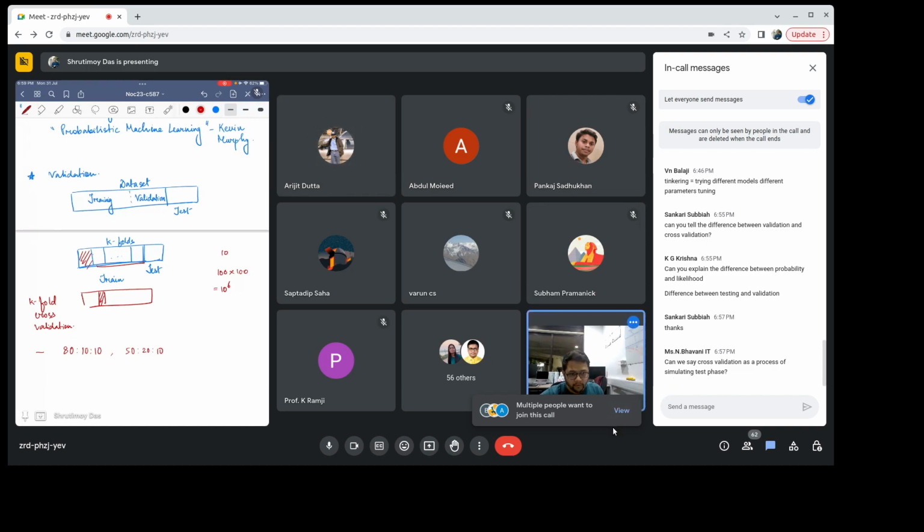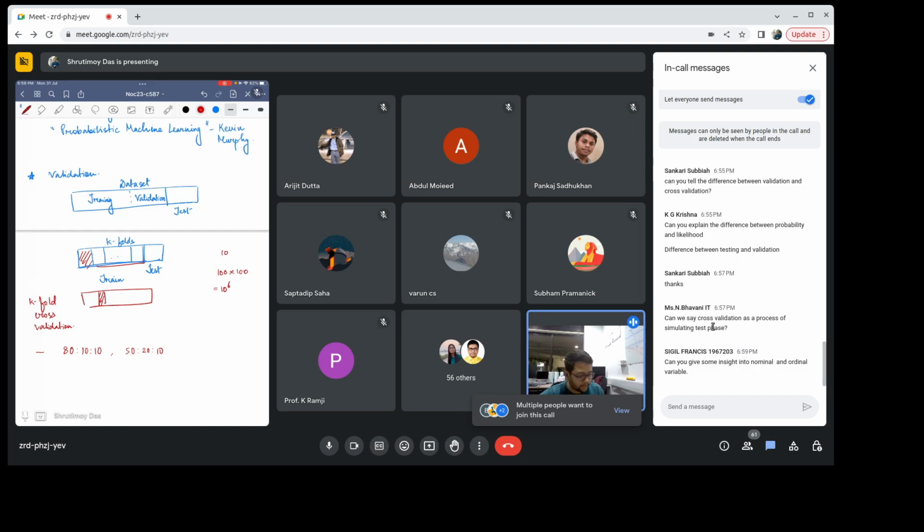Okay. So Pavani is saying, can we say cross validation is a process of simulating the test phase? Yeah, that is right, because our test data is not visible to us during the training stage. So that's why we have this validation set. We want to see how well our model performs on unseen data. So that's why we use this validation set.